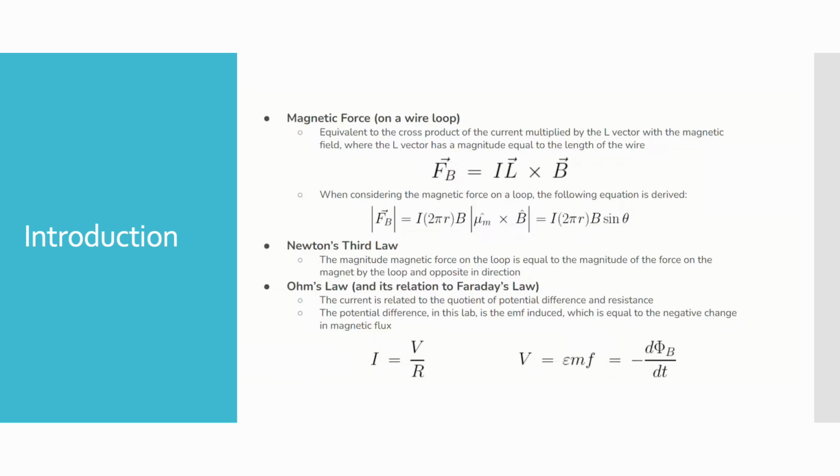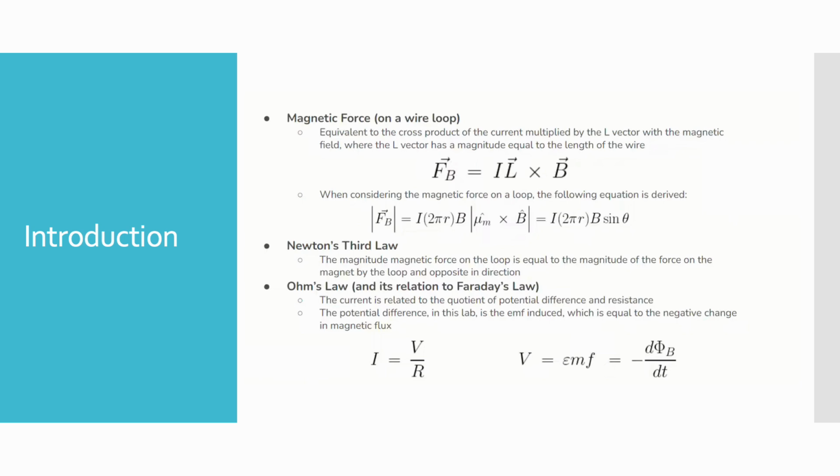Magnetic force on a wire loop is equivalent to the cross product of the current multiplied by the L vector and the magnetic field, where the L vector has a magnitude equal to the length of the wire. When considering the magnetic force on a loop, the following equation is derived. Also, Newton's third law is used. The magnitude of the magnetic force on the loop is equal to the magnitude of the force on the magnet by the loop in its opposite direction.